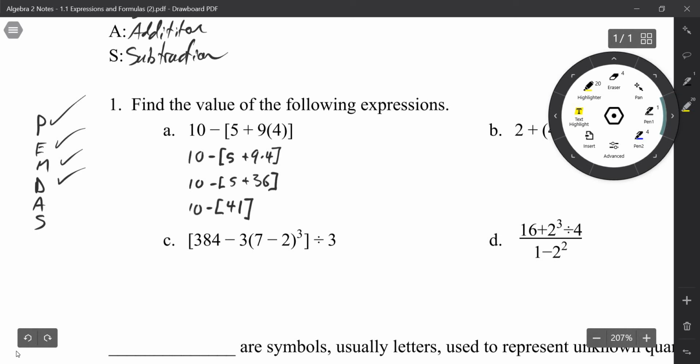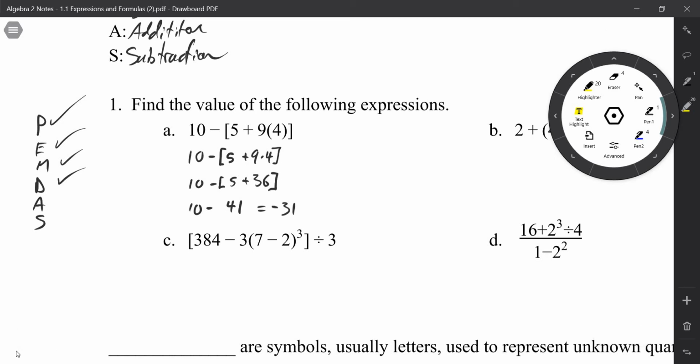And now that we're just left with a single value within those brackets, we can pretty much get rid of it as long as we remember what's happening to it. We're subtracting everything within this bracket. But that's pretty straightforward as well. 10 minus 41 is going to give us negative 31.